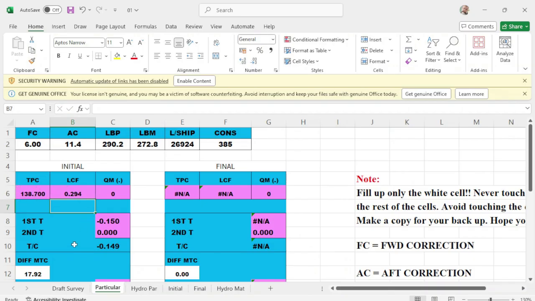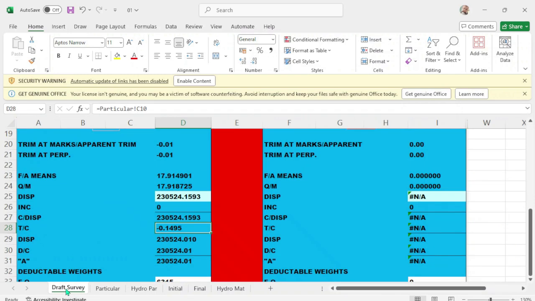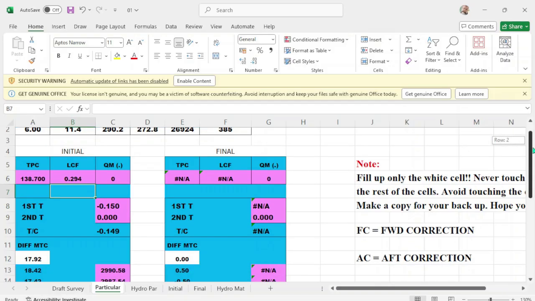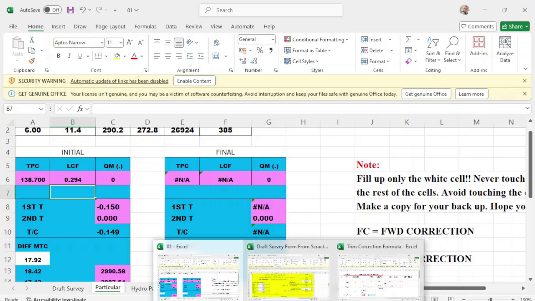Okay, now we go to the next. Since you have already your draft here, you will apply your trim correction, and this is the value of your trim correction. How did I get this one? So we go to the hydrostatic table, or the particulars, I mean. Then here's your trim, first trim and second trim. Okay. So how did I get the formula of this trim? Okay. Trim correction. Let me check.